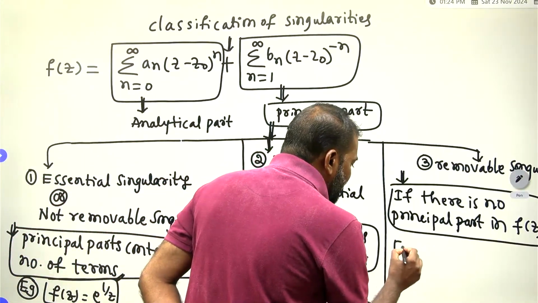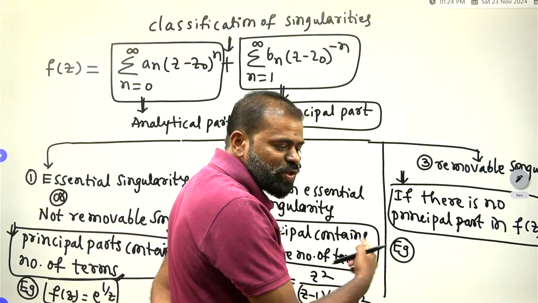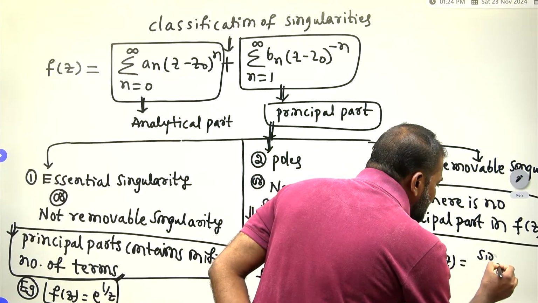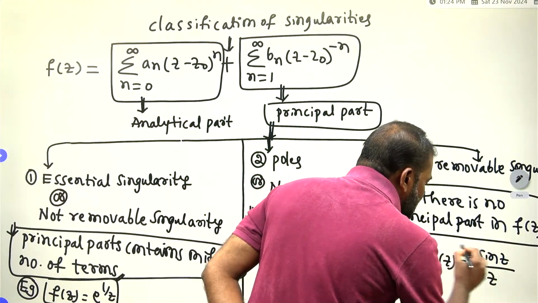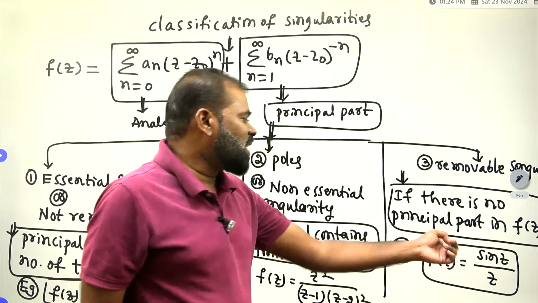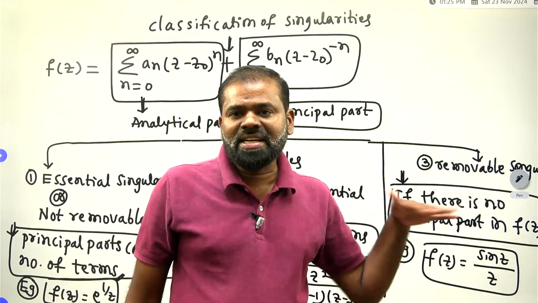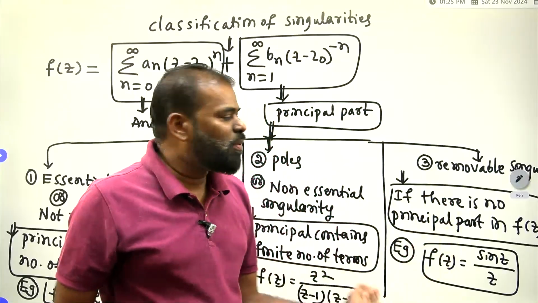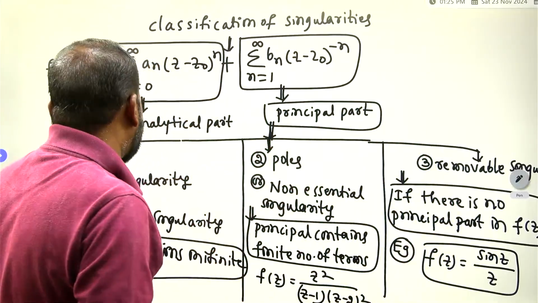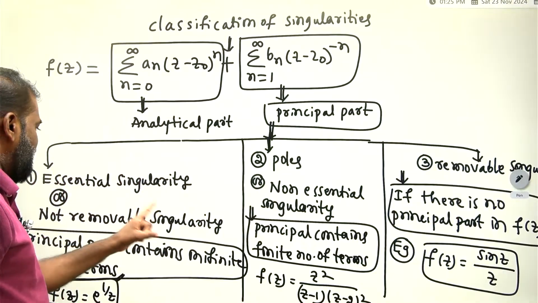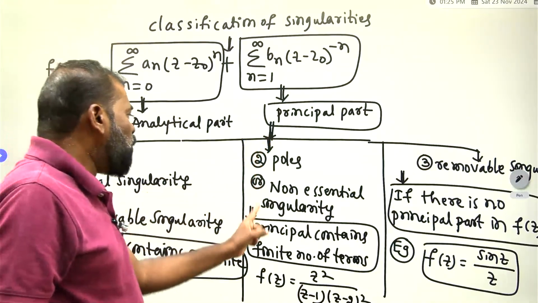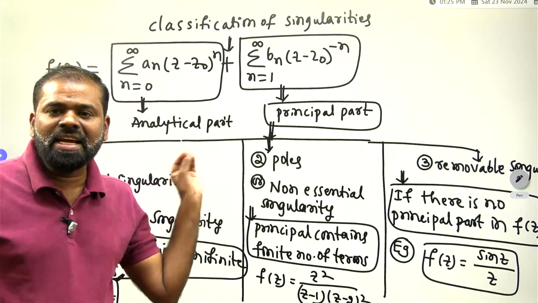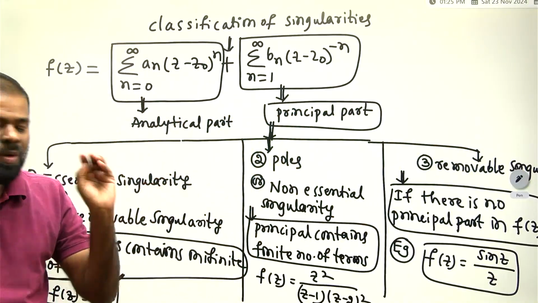Suppose here I am giving an example where there is no principal part. f of z is equal to sin z divided by z. There is no principal part because sin z is an odd series, z gets cancelled, and you won't get any denominator z term. That's why such a type of singularity we call a removable singularity. Clear? Essential singularity, or non-removable singularity; poles, or non-essential singularity; or removable singularity. Three varieties of singular points we have, right?